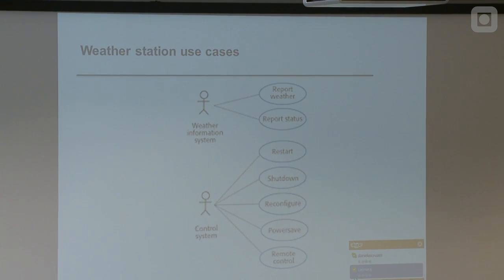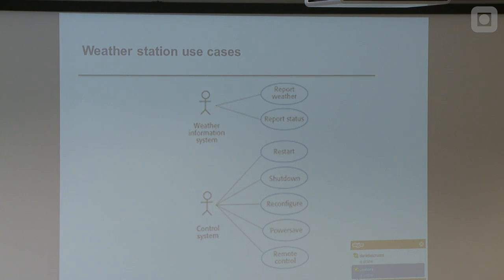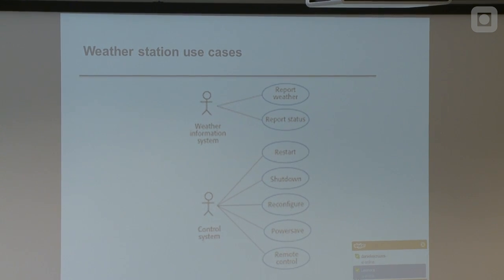And please notice that the actors in the use cases are not humans, but they are systems themselves. This is something that is allowed in UML, something that I told you when I was teaching about UML the first day. Actors can either be roles, persons, or they can be other systems.